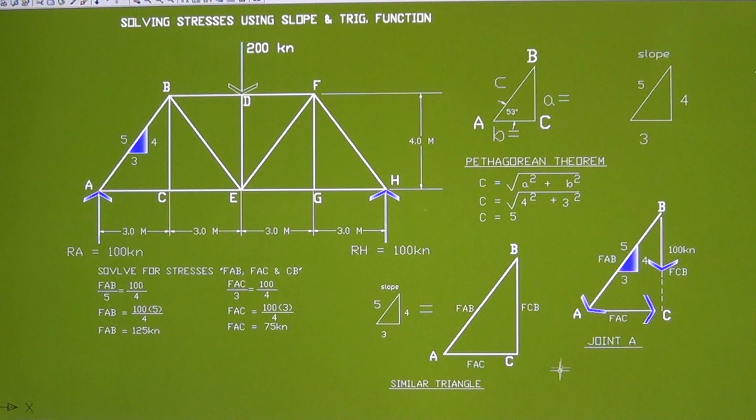To do the similar triangle, you have to isolate the joint A and form a complete triangle with a known reaction transferred to the BC. This is the reaction here. Okay, now we have that reaction there. That's how simple it is using the slope of your truss.